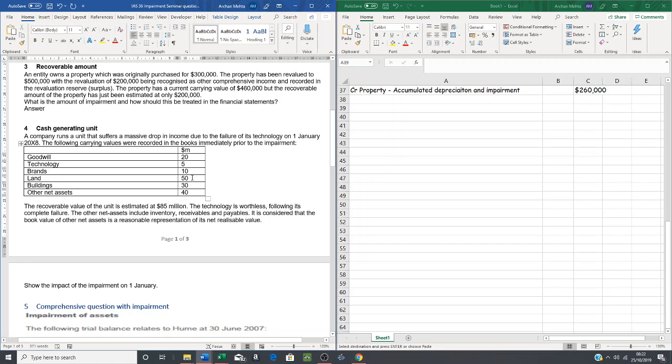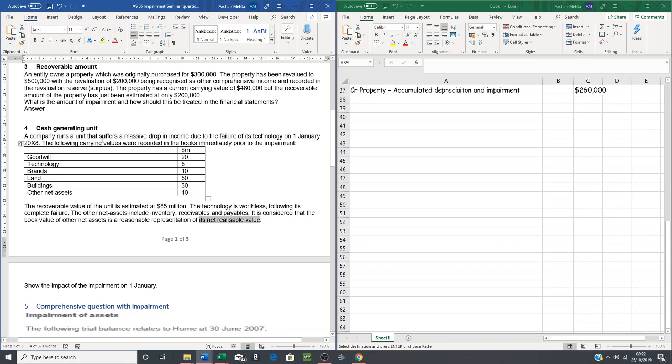Now we have to be careful that while doing that, we cannot reduce the value of the asset below its net realizable value or fair value less cost of disposal. So if certain assets already have book values representing their fair value less cost of disposal, we cannot actually reduce it any further. Let's read through the question and apply those rules.